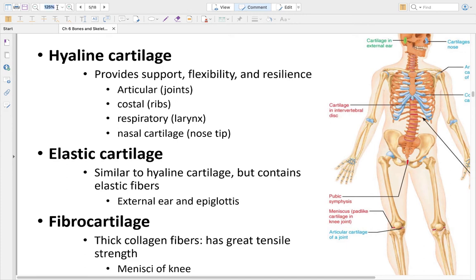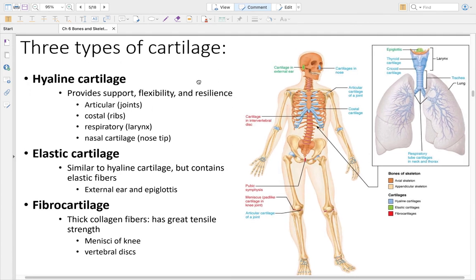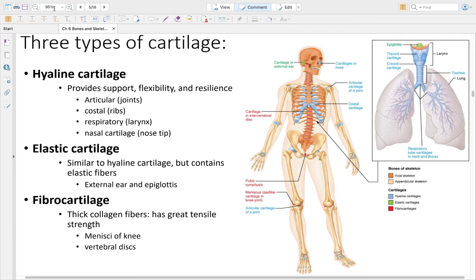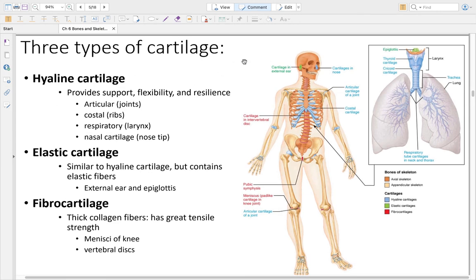So we can't learn the skeletal system and all the bones and everything like that without knowing the rest of the story, which is that basically, yes, there's 206 bones, but that's not all we need to know. We need to know the other stuff. We need to know all of the different types of cartilage that make up this system and the other players in this system. Okay.